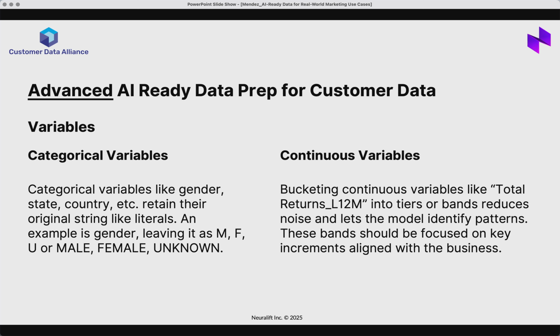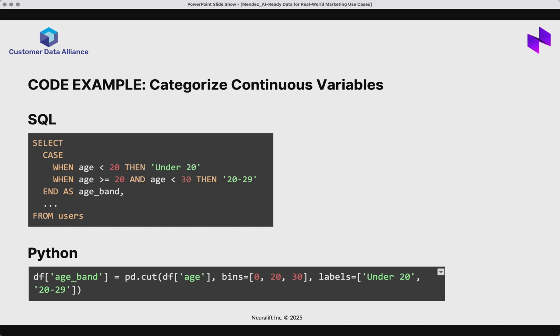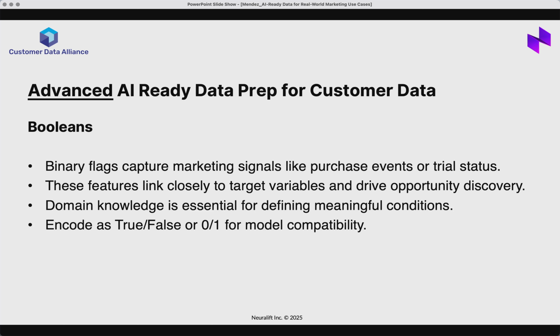Here you can see with categoricals, you want to keep their original string-like literals. And for continuous variables, you might want to create tiers or bands to reduce noise and let the model identify patterns better that are relevant to your business. Understanding what the key increments of your business are, for example, what's a lot of orders, what's a small amount of orders, and putting the data into that format will help the AI understand. Here's a code example.